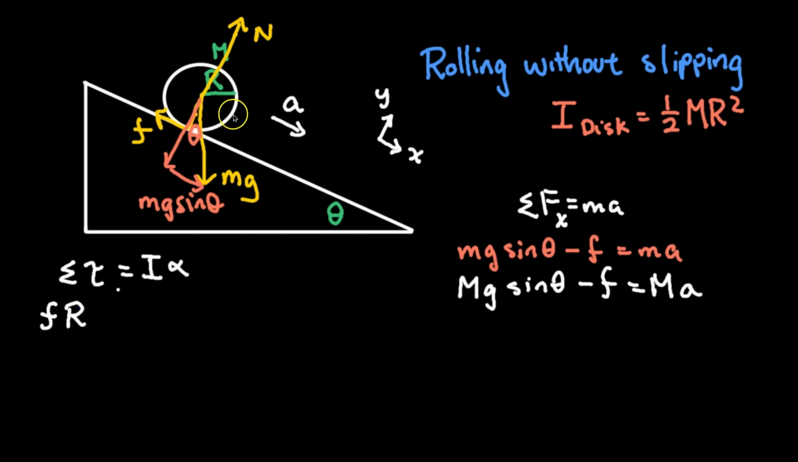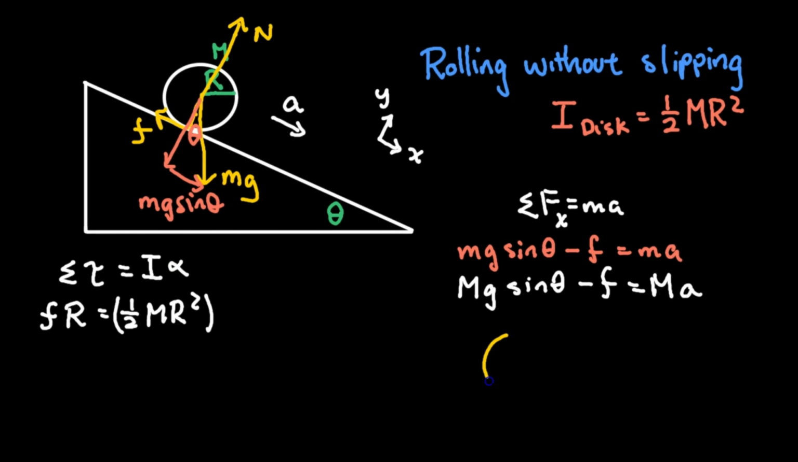So defining clockwise as positive, the torque about the center is friction times the radius. The rotational inertia is given here, which is 1 over 2 mr squared, times alpha. Now, what is alpha? What is the angular acceleration?